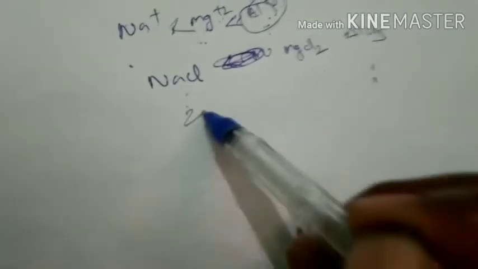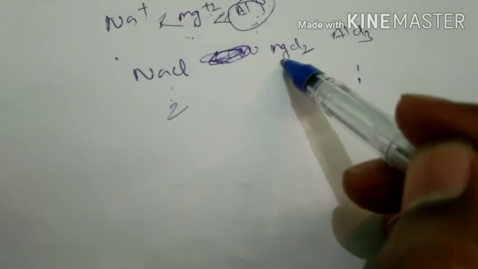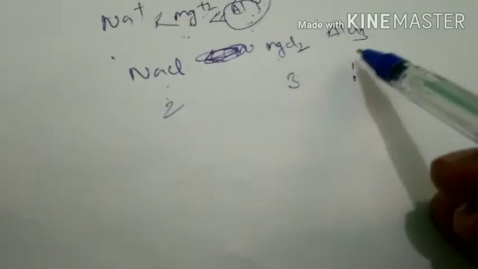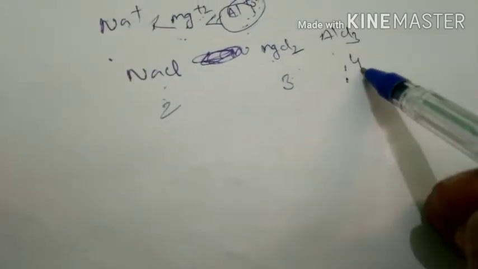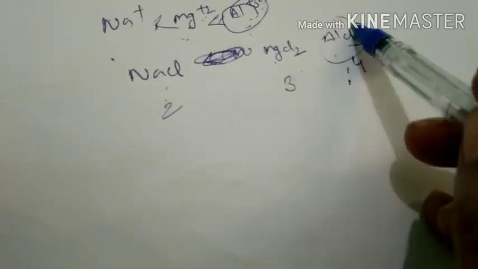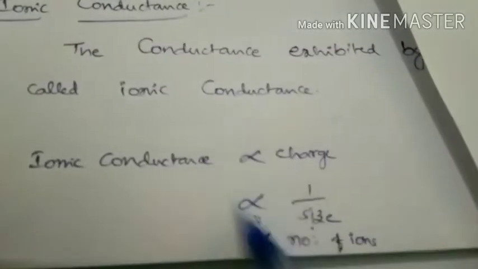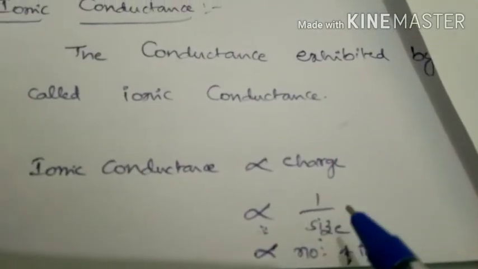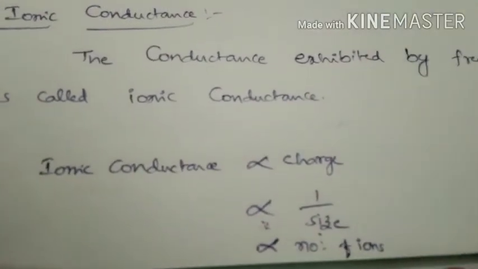In the first case, 2 ions are there: 1 Na+ and 1 Cl-. Here 1 Mg2+ and 2 Cl-, that means 3. Here 1 Al3+ and 3 Cl-, that means 4. So in this case the number of ions is more, so automatically this exhibits more ionic conductance. So the order is like this. These are competitive bits, so you should remember these expressions regarding the competitive level.